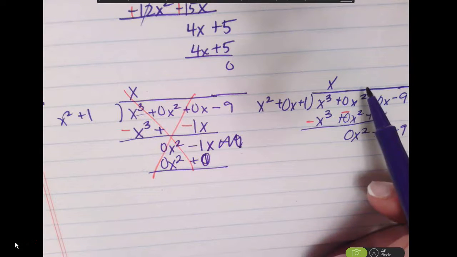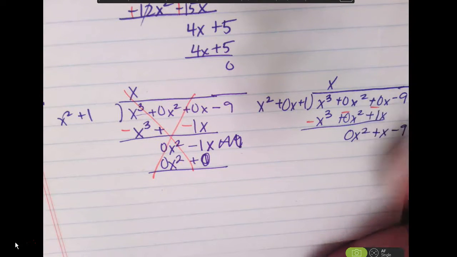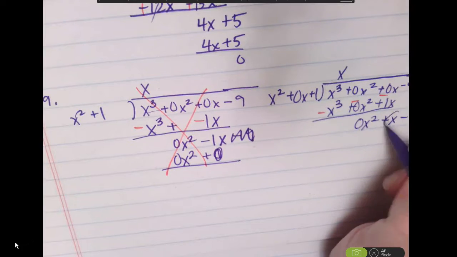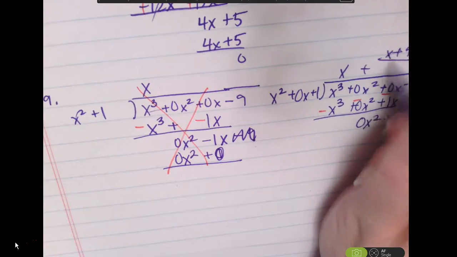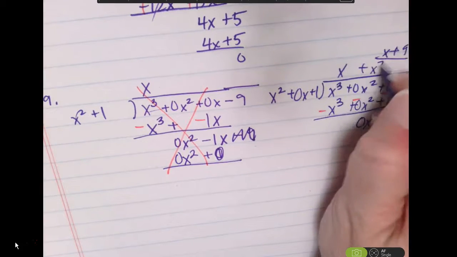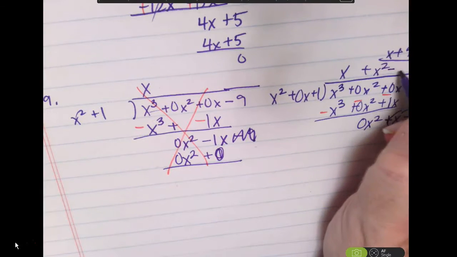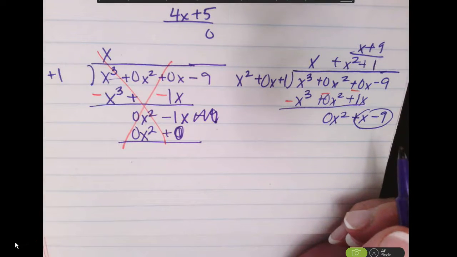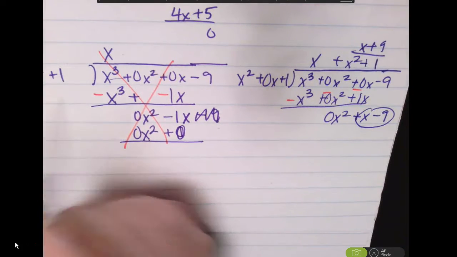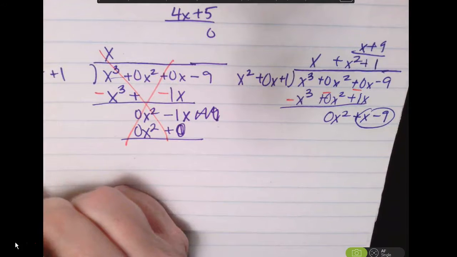Or just x minus 9. So I'm going to say plus, since now that's one less degree than the original divisor, that's my final answer. So, sorry about that. Alright, number 23. Let's see what I can do.